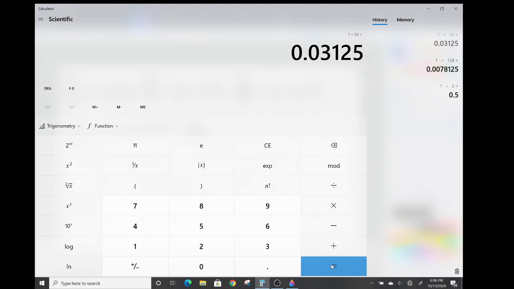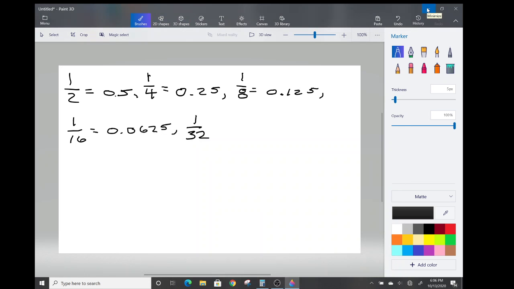is what? Yeah, 0.03125. So that equals 0.03125.